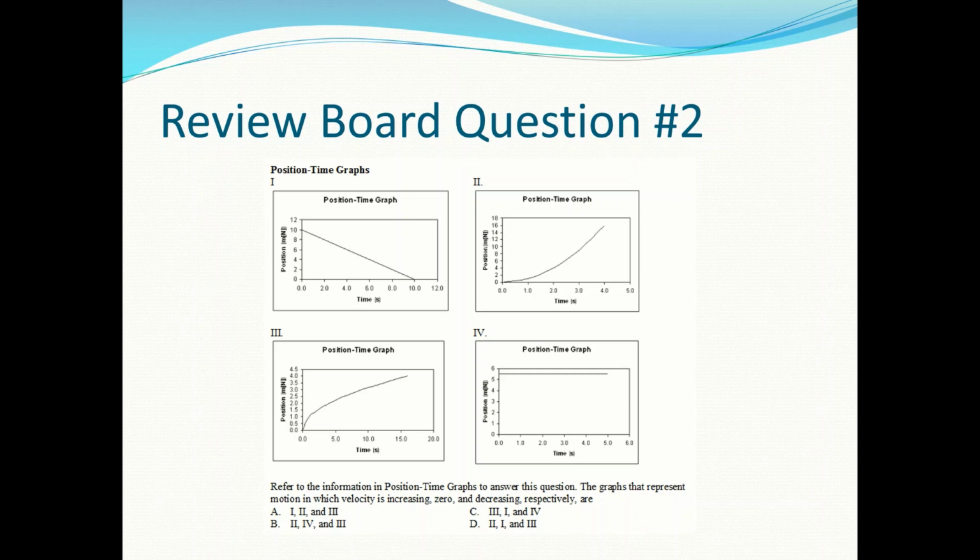With this one, refer to the information in position time graphs above, the graphs that represent the motion, which is increasing, 0, and decreasing respectively. So that means in order, this is increasing, 0, and decreasing. So these are position time or distance time graphs. If I'm increasing my velocity, I need a curved line, and I want to go from flat to steep. So 2 is my first one, and I can get rid of these ones. And then 0 speed would be a flat line. So this is my second one, which looks like this is going to be my answer. And then decreasing speed, steep to shallow. Yeah, 3 works for that one. So B is the correct answer.